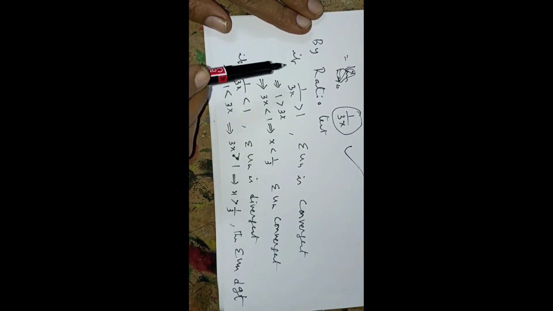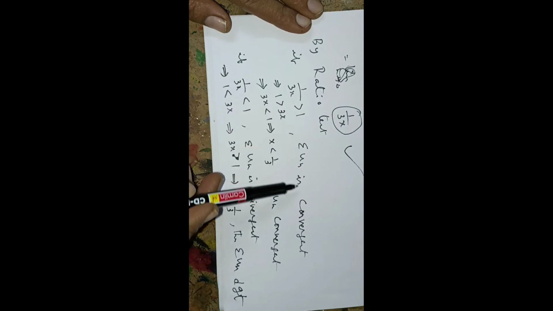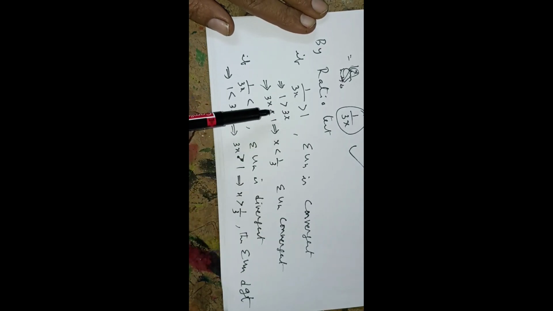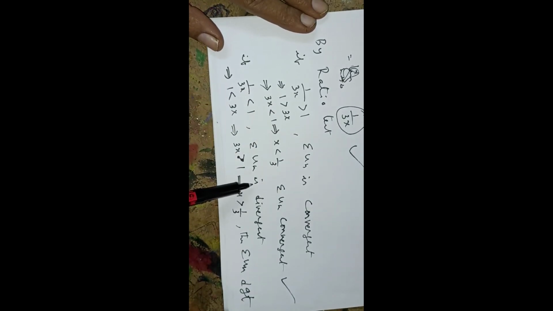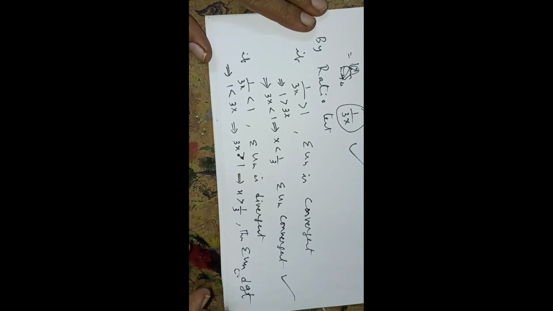The conclusions, what I am writing: 1 by 3x is greater than 1, convergent. 1 is greater than 3x. If you cross multiply, 3x is less than 1, in other words x is less than 1 by 3, sigma un is convergent. First conclusion. Now 1 by 3x is less than 1, divergent. Then if you cross multiply, 1 is less than 3x, 3x is greater than 1, which implies x is greater than 1 by 3, sigma un is divergent.